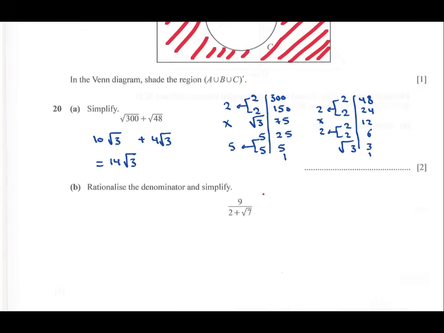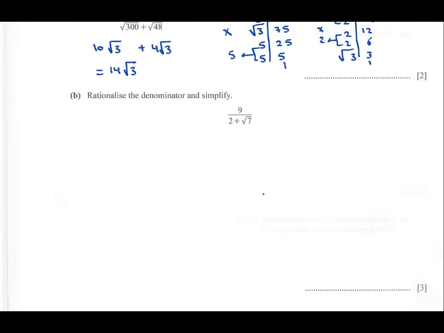B. Rationalize the denominator and simplify. To rationalize the denominator, we have to multiply both its numerator and the denominator by its conjugate. Okay? 9 over 2 plus root 7. We have to multiply both numerator and denominator by the conjugate of the denominator, which is 2 minus root 7. The same as the denominator, but we will change the sign. Instead of 2 plus root 7, it will be 2 minus root 7.